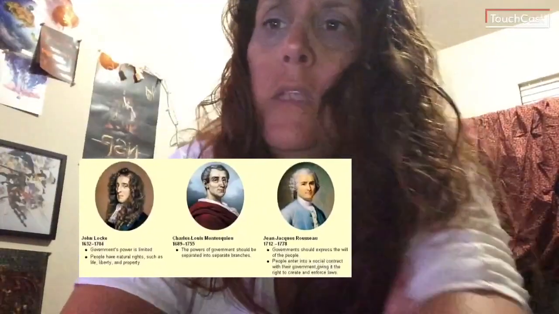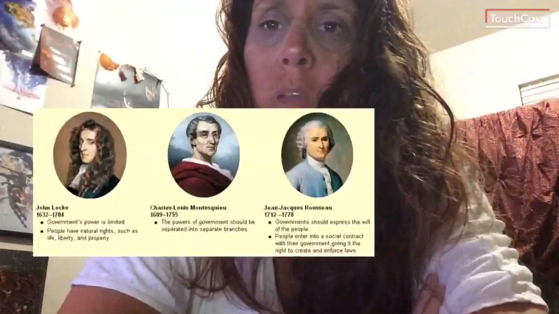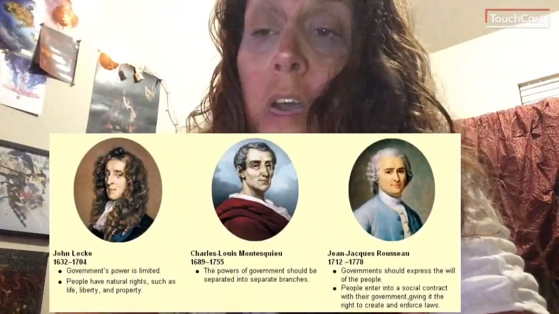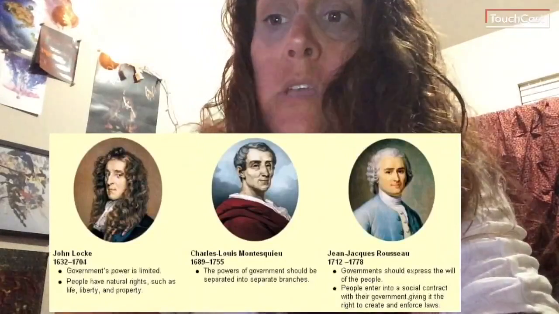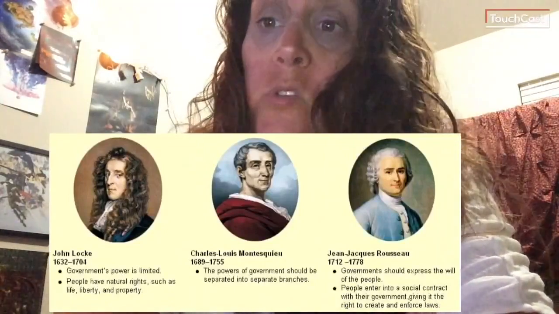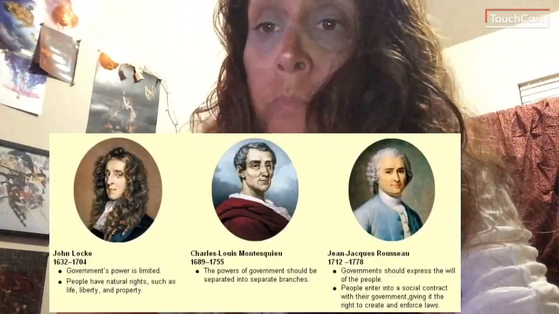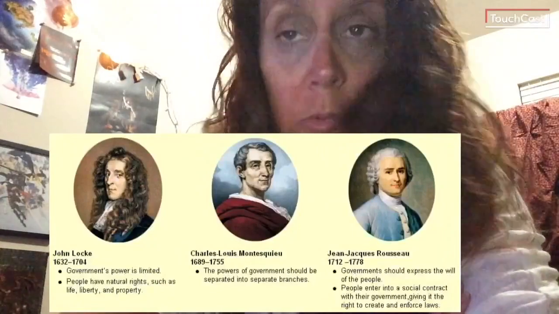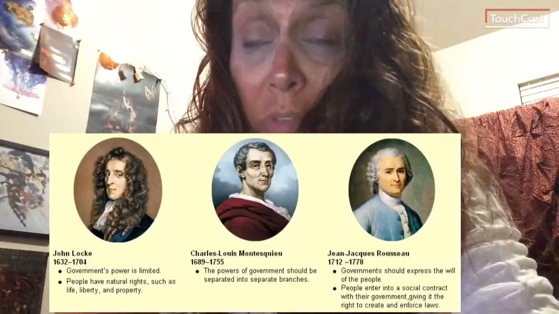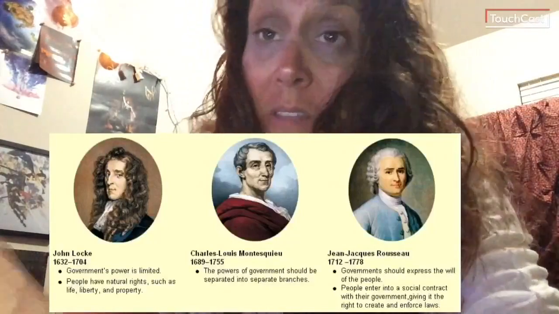Okay, so we've got Locke, Montesquieu, and Rousseau. Okay, so Locke is on the left. He mostly talked about the social contract, which we're going to study in a little bit, and he also talked about your natural rights, and he called your natural rights life, liberty, and property. He's going to influence Jefferson, Declaration of Independence. Then we have Montesquieu. Montesquieu believed in the separation of powers. He's going to mostly influence Madison in the Constitution.